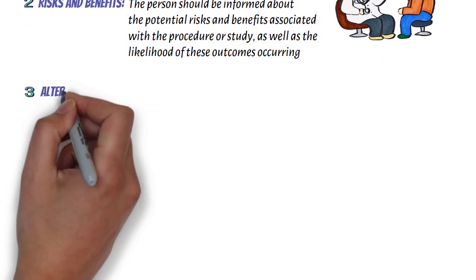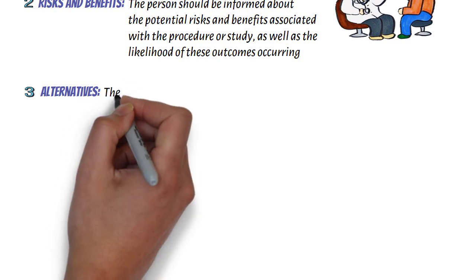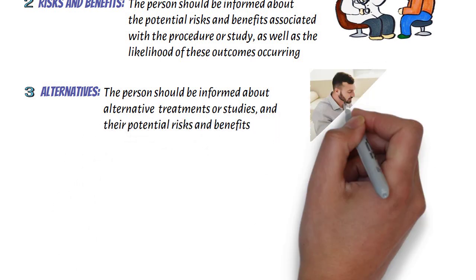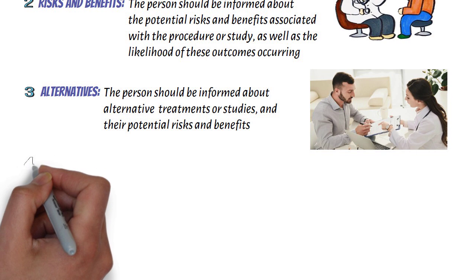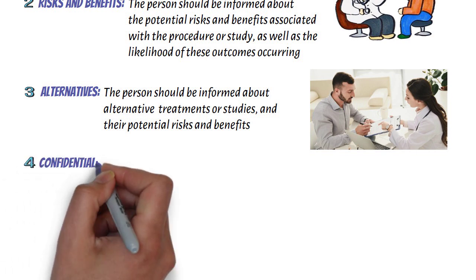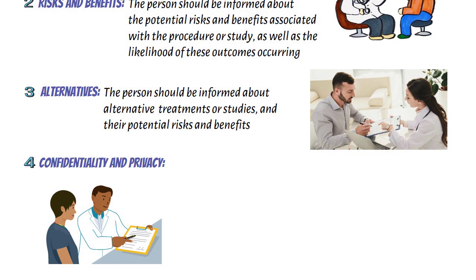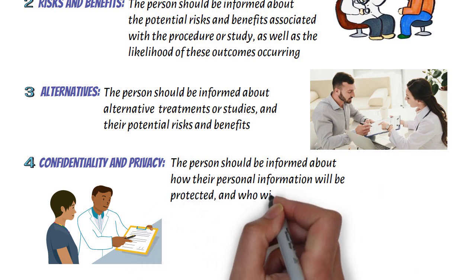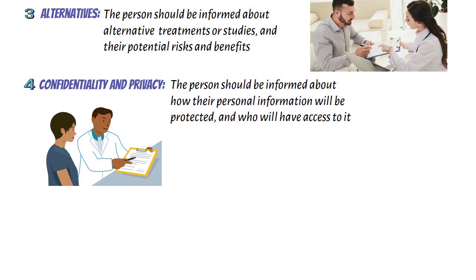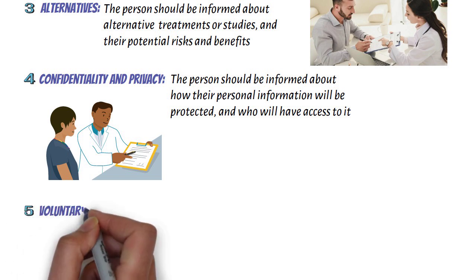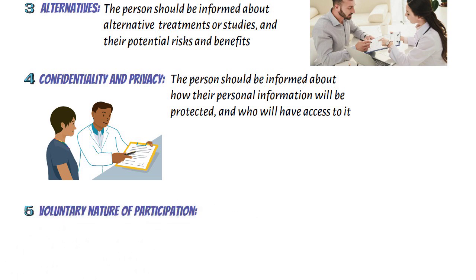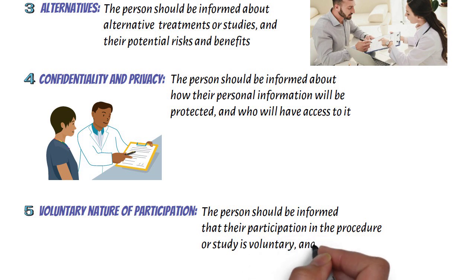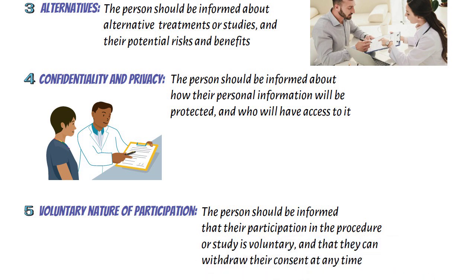Third, alternatives. The person should be informed about alternative treatments or studies, and their potential risks and benefits. Fourth, confidentiality and privacy. The person should be informed about how their personal information will be protected, and who will have access to it. Fifth, voluntary nature of participation. The person should be informed that their participation in the procedure or study is voluntary, and that they can withdraw their consent at any time.